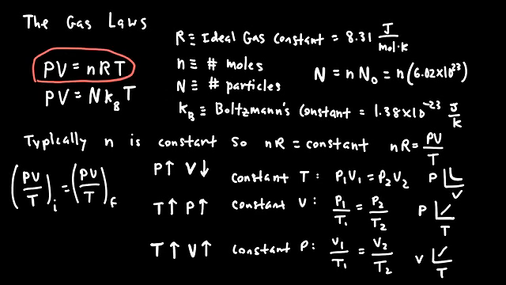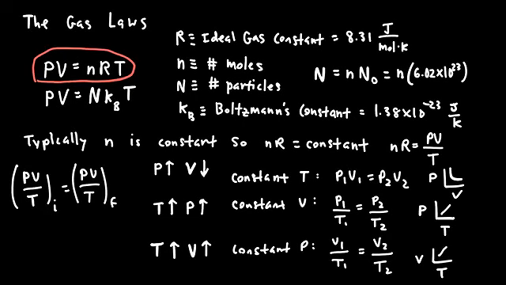And so I have a list of a lot of the constants that we use in the different gas law equations on the right. R is the ideal gas constant, which is just 8.31 and is measured in joules per mole per Kelvin. If you see a lowercase n, that is the number of moles of the gas.